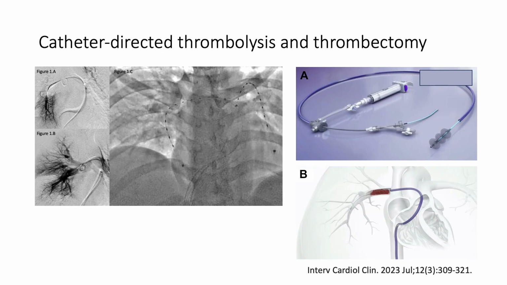So people have tried to figure out ways to do reperfusion therapy without the high bleeding risk. And so one way to do that would be catheter-directed thrombolysis, where you actually put catheters into the pulmonary arteries and you infuse lower doses of TPA directly into the pulmonary arteries to try to dissolve those clots. But there is still some bleeding risk with that because you're using TPA. Another approach, shown by the picture on the right, is to do thrombectomy, where you actually put the catheter into the pulmonary arteries and then you suck the clot out.